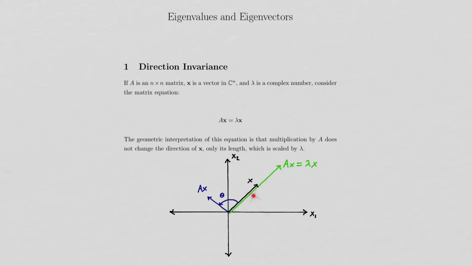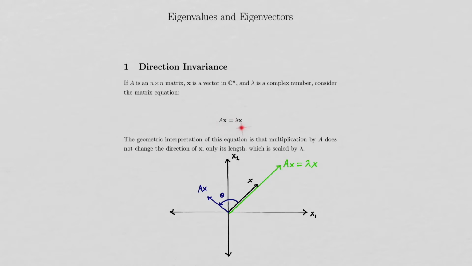However, if x is invariant under multiplication by A, in particular its direction is invariant, then Ax would look something like this. The length would still be changed. In this case, I drew it longer. It could be shorter like this or longer. But the direction is not changed. It's still pointing in the same direction. It turns out that this is a very special relationship between vectors and matrices and these scalars.